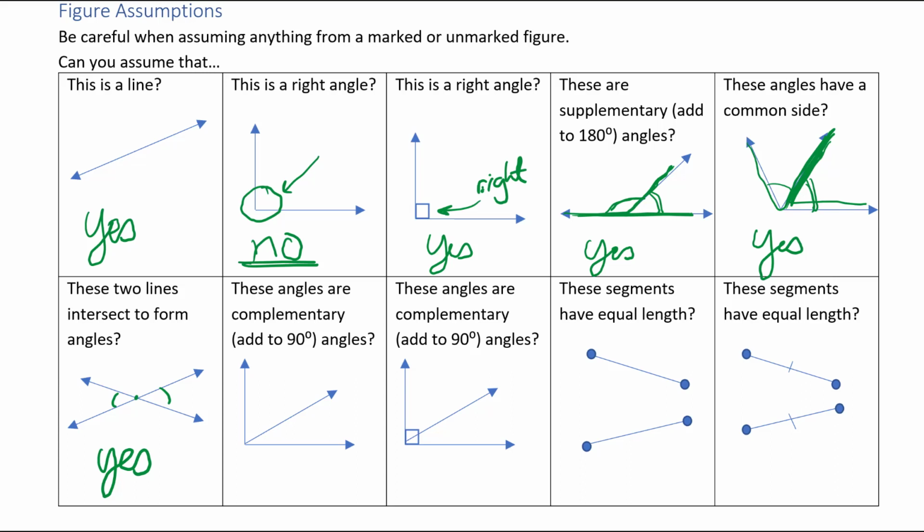Can we assume that these are complementary, meaning they add to 90? Well, it kind of looks like they add to 90. That angle plus that angle kind of looks like 90, but it's not marked as such. So this is no, you can't assume that. Next one, can you assume that these are complementary? Well, yes, you can, because the first angle and the second angle have a marked right angle in there. You can assume that they add to 90 degrees, that they're complementary.